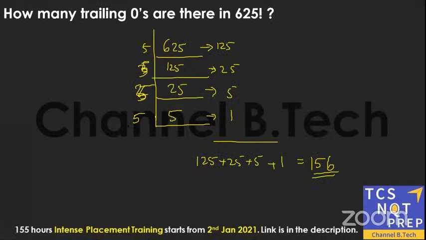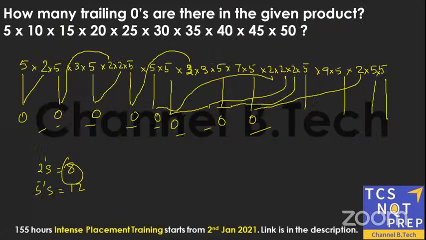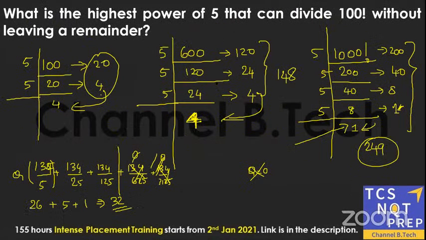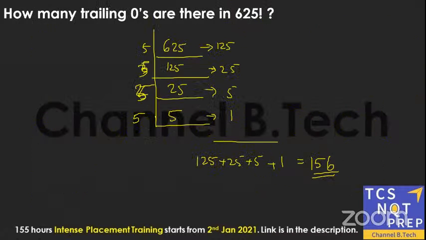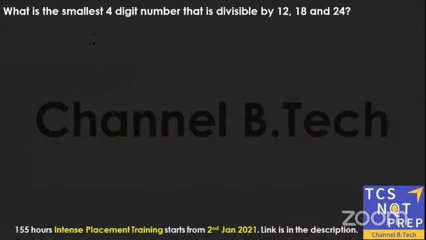Now, this is the basics of finding the number of trailing zeros and highest power. Today's assignment was this one, right? Try to give the answer for this in the comment section. Now for the questions which I gave as assignment in the first 2 days, let us solve them. This is a question from LCM. What is the smallest 4-digit number?